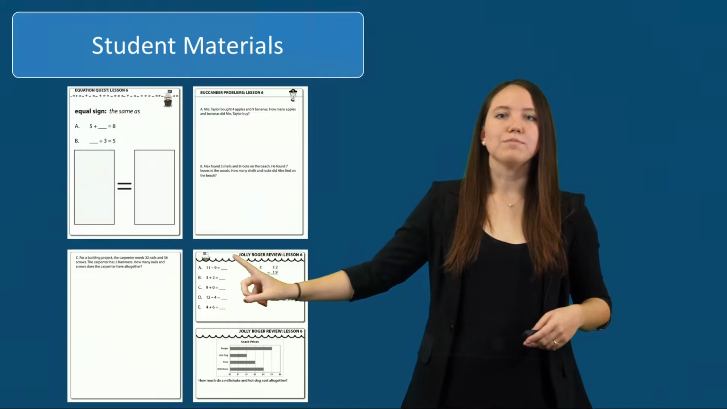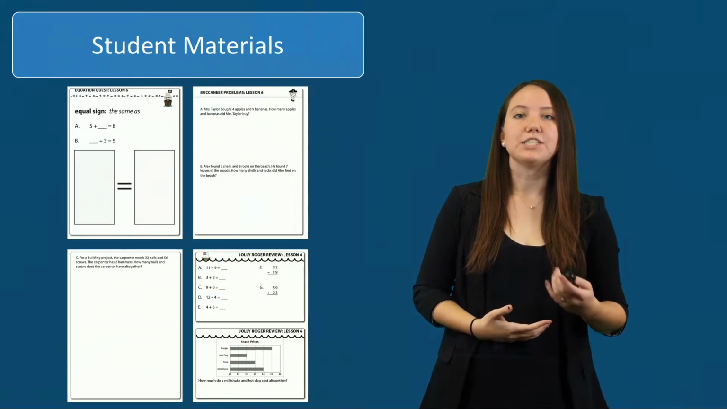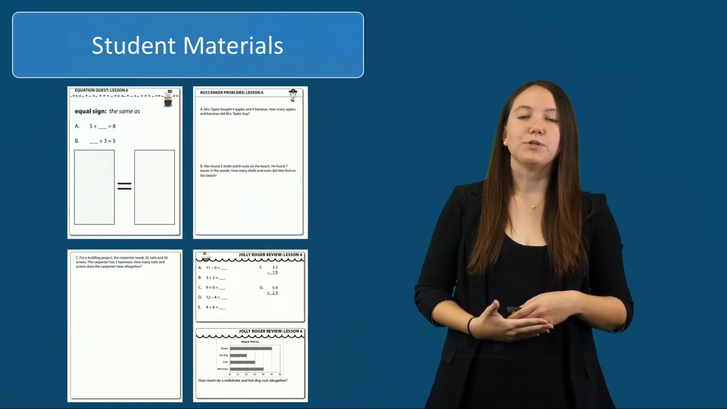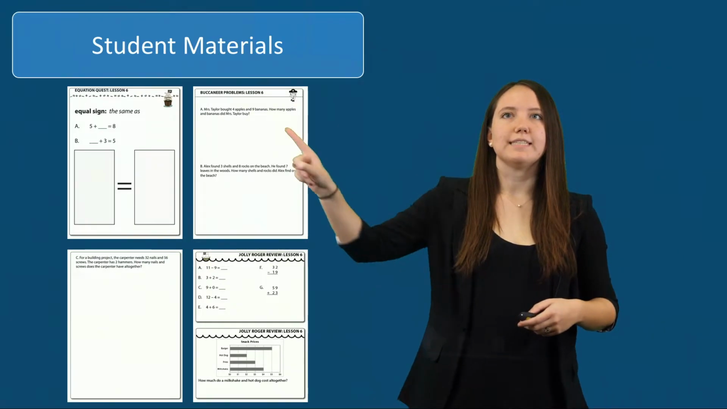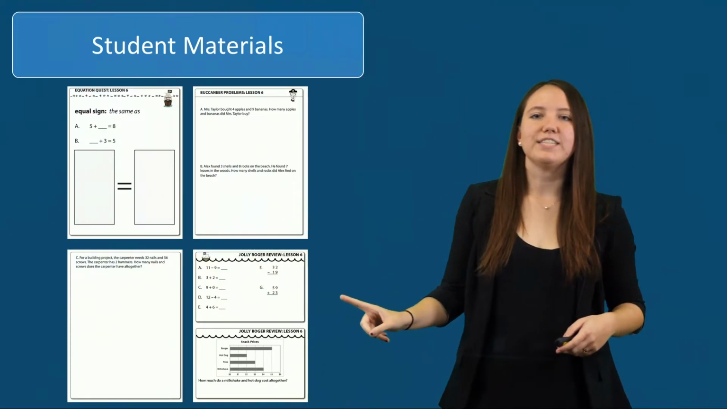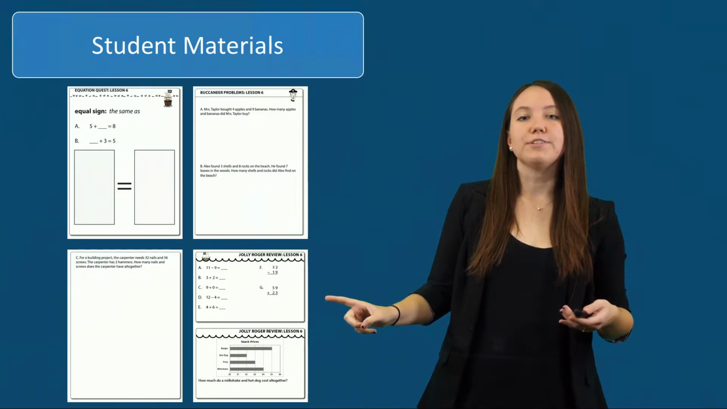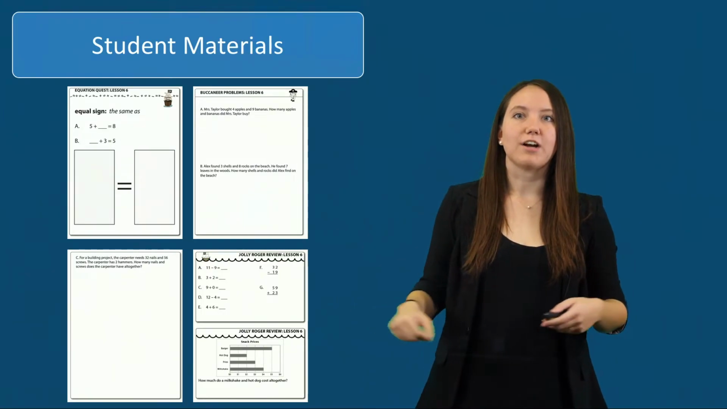Again, the Buccaneer Problems are a guided practice opportunity for students to solve word problems and for teachers to provide feedback. There are 2 pages, again, with problems A, B, and C, as seen here. And the final page is the Jolly Roger Review, which is the independent practice activity. This is an opportunity for students to demonstrate their understanding of concepts.